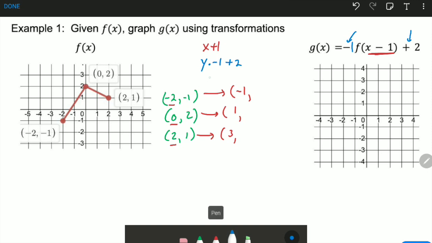And for the y rule, we're doing times negative 1, then plus 2. Negative 1 times negative 1 is 1, plus 2 is 3. 2 times negative 1 is negative 2, plus 2 is 0. And 1 times negative 1 is negative 1, plus 2 is 1. Now we just have to graph this: negative 1, 3; 0, 1; and 3, 1.